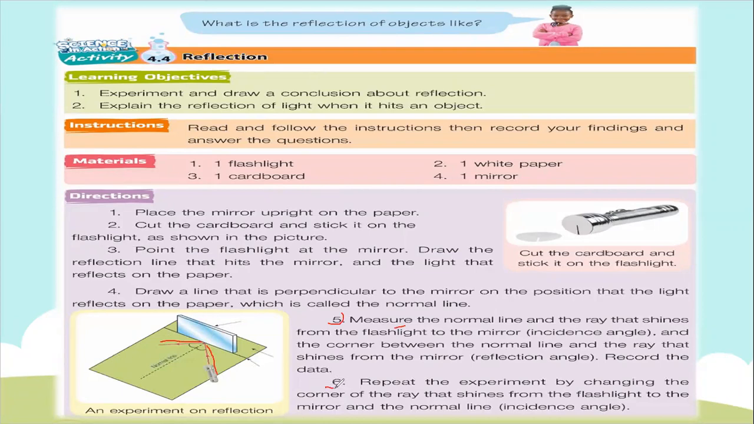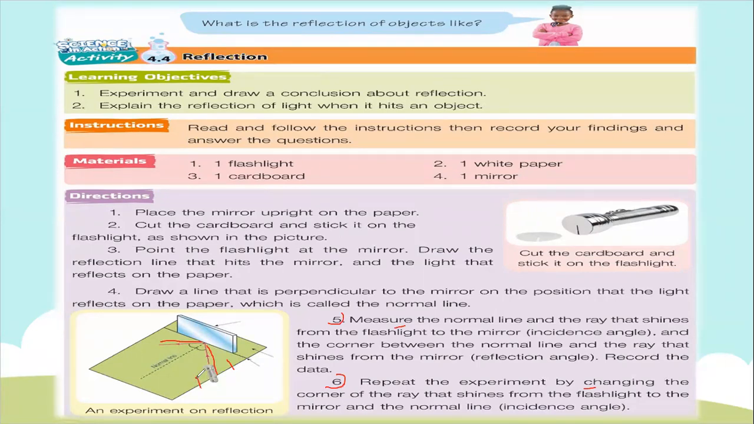Okay, students, now what we have to do more, we have to repeat the same experiment. Repeat the experiment by changing the angle of the ray that shines from the flashlight to the mirror and the normal line, that means the incident angle. One time we already collected the data. Now we're going to move the flashlight a bit from that angle. We're going to move it, for example, here, or for example there. So we're going to repeat the same thing.